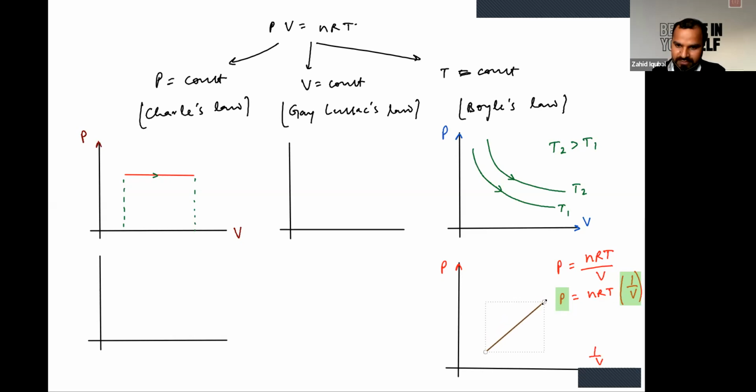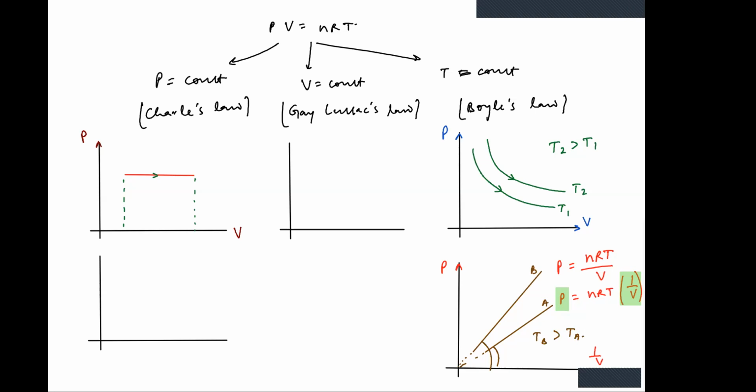So next, let me define for you. First graph is from this point to this point. Second graph is from this point to this point. So greater the slope of this particular curve, it will have greater temperature as well. Let's say this is A and this is B. So temperature of B will be greater than temperature of A. Harsh, is it clear? Yes, sir.